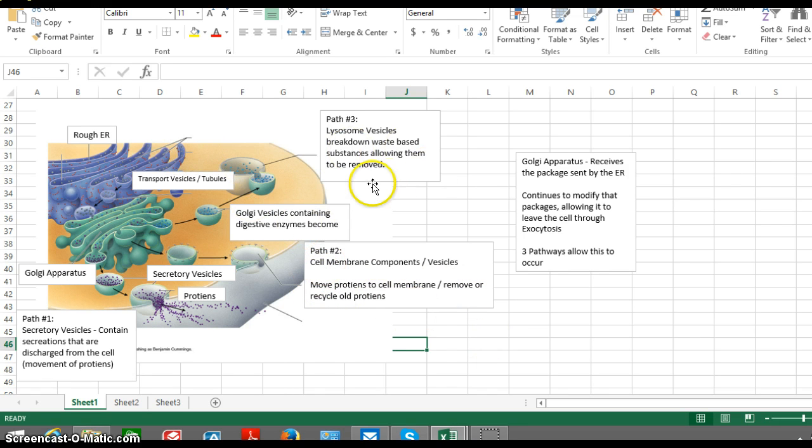The third pathway involves the formation of lysosomes and various vesicles that relate to that and promote that. So the Golgi apparatus produces vesicles containing digestive enzymes that become lysosomes. And as we know, those lysosomes are involved in breaking down waste, removing substances, and allowing them to be broken down in a way where they can be utilized and released by the cell.